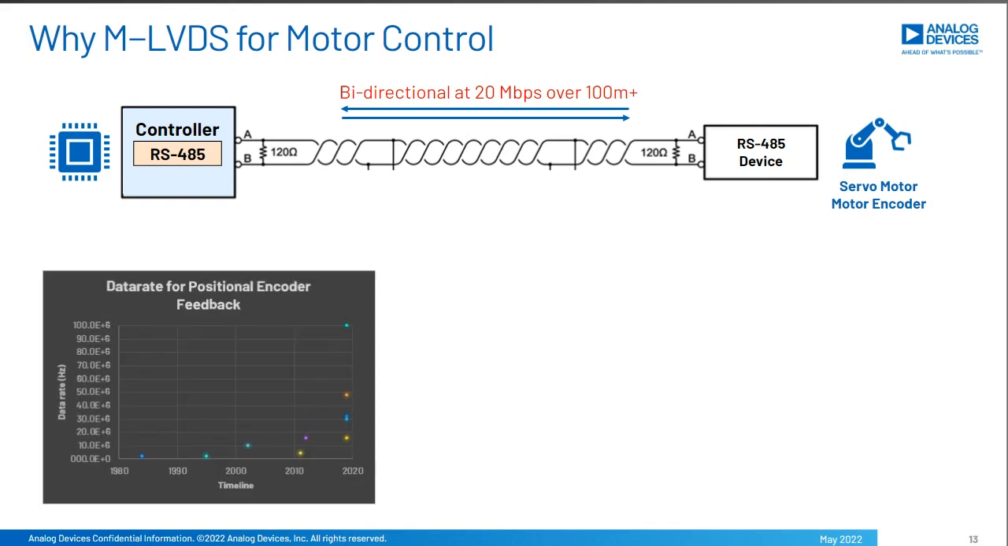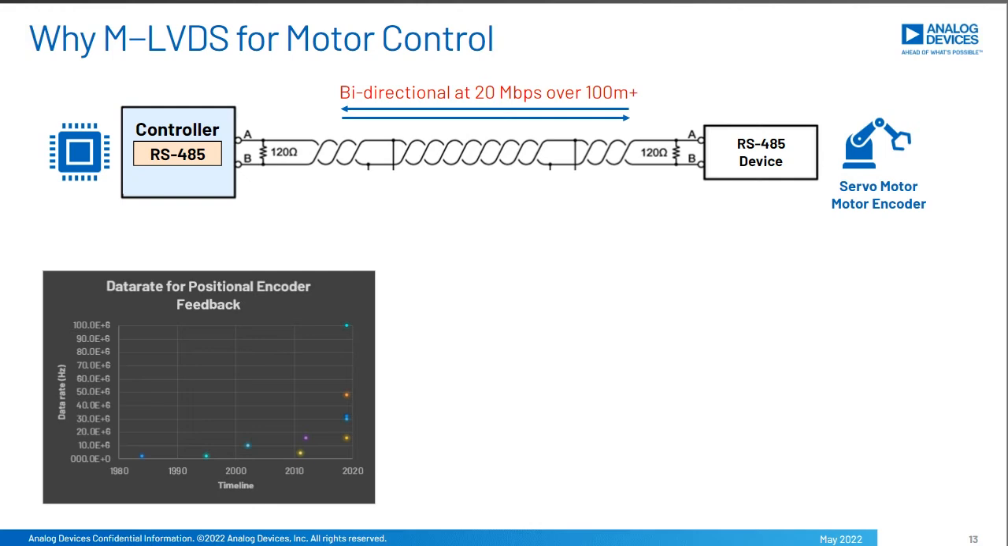Now, let's take a look at how these networks have evolved over the years. What I've shown here is a scatter plot versus year of how the data rate for these positional encoder interfaces has increased. And you can see in the last 5 years there's really been an explosion in the requirements for bandwidth. This all stacks up with the Industry 4.0 trend for more data, more speed, and more accuracy.